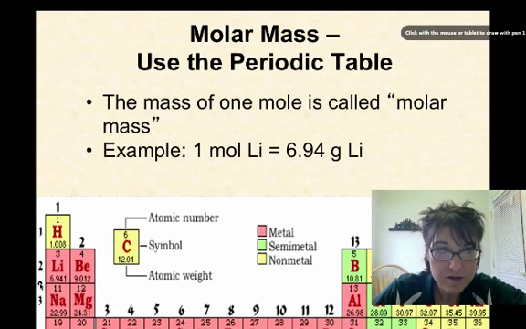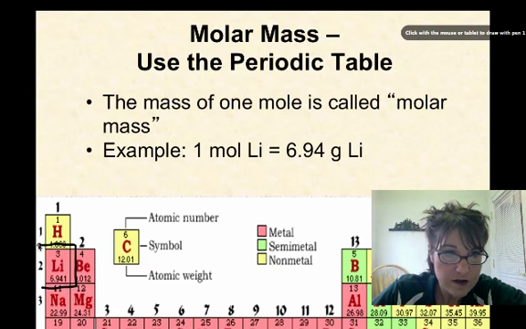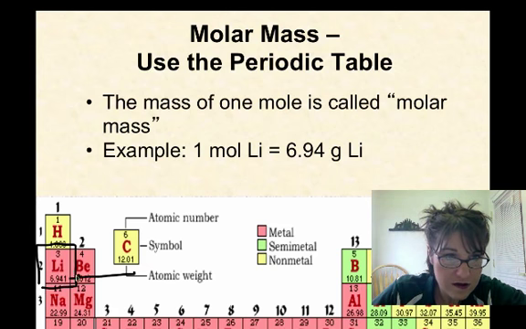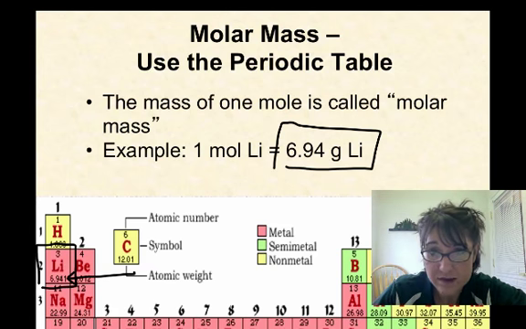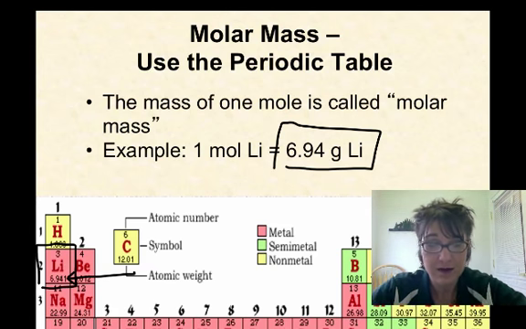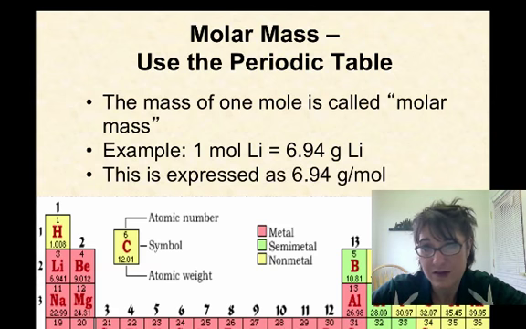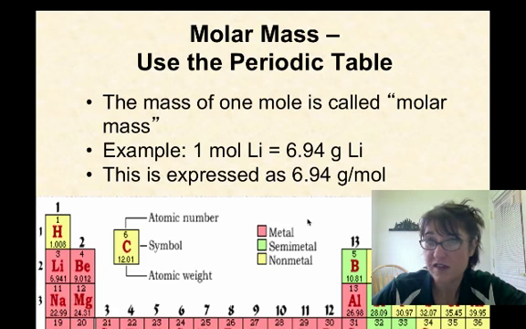For 1 mole of lithium, find lithium on the periodic table. See this number here? That's the atomic mass. Hey, that's it. That's the molar mass of lithium. 1 mole of lithium will have a mass of 6.94 grams. That's all there is to it. That wasn't so bad, huh? All right, well, surely there's got to be more, right? Well, not really. We're going to always write the units for molar mass as g/mol for grams per mole.